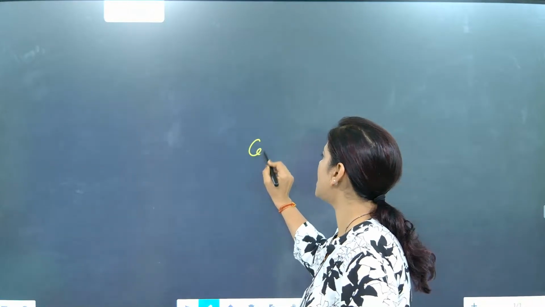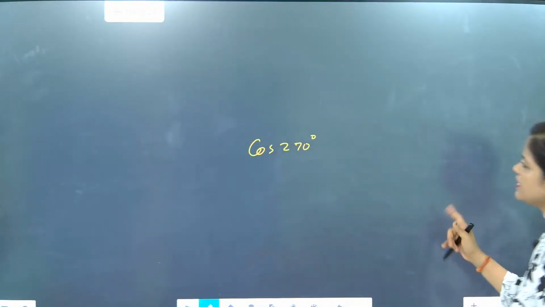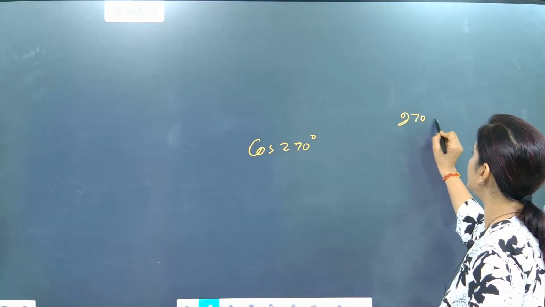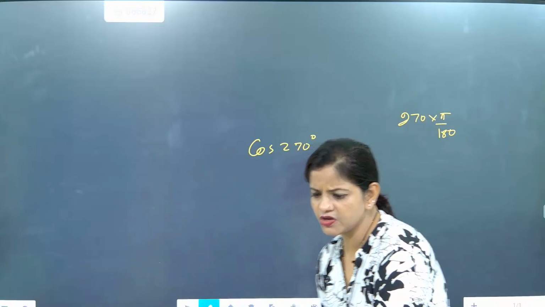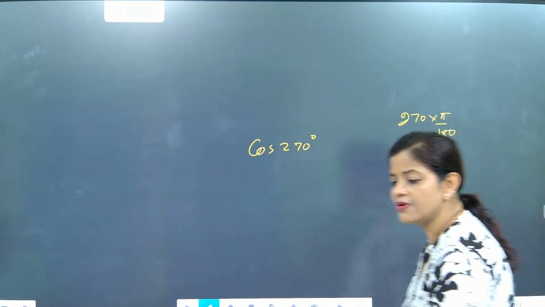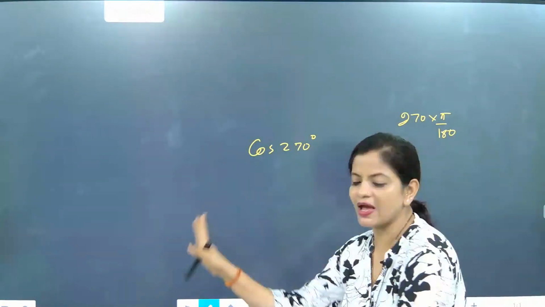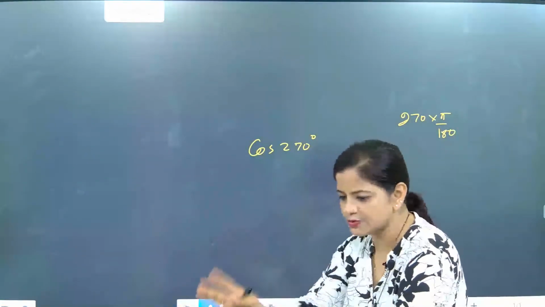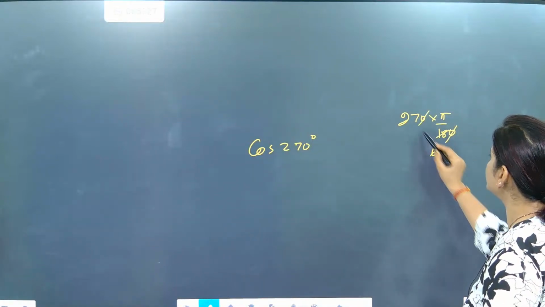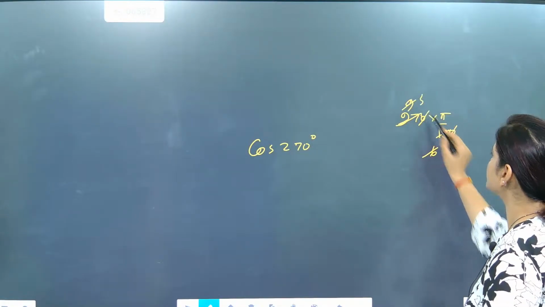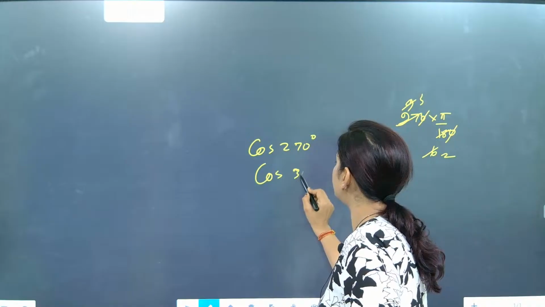If somebody asks cos 270 degree, what answer are you going to say? Directly, first we will understand 270 into pi by 180. The game is: whenever a degree to radian conversion is there, 180 down. Remember in your brain, 180 down. Whatever degree is given, that into pi by 180, that's it. Do that much only. So what will be coming? 0, 0 cancel, 3 6s are 18, 3 9s are 27. Here it is coming 3 by 2, so it is 3 pi by 2.